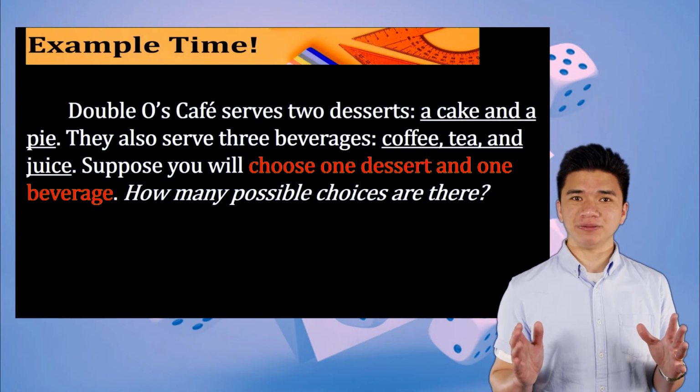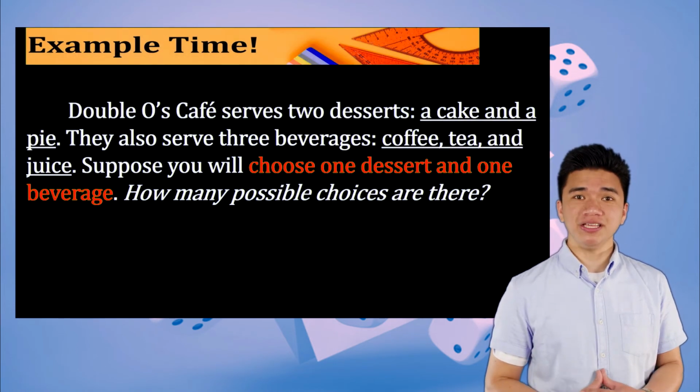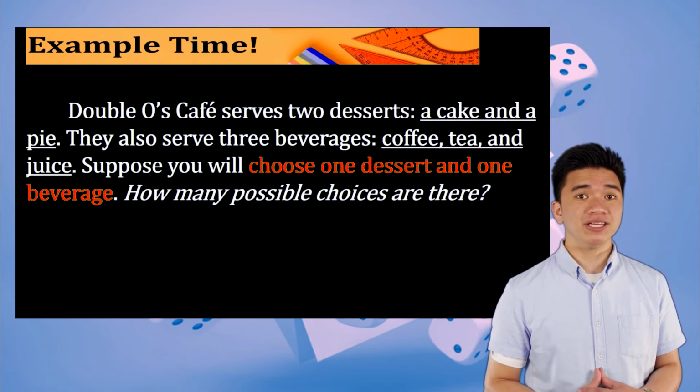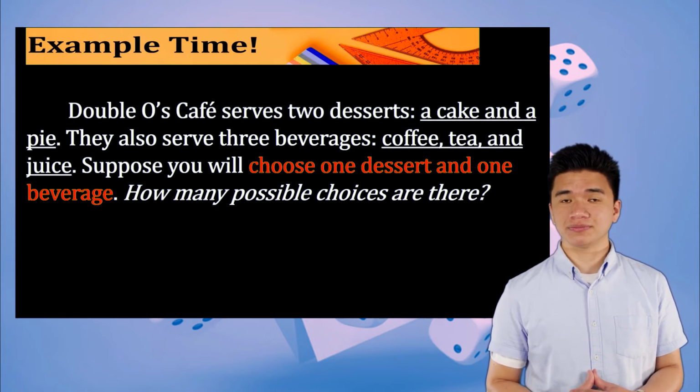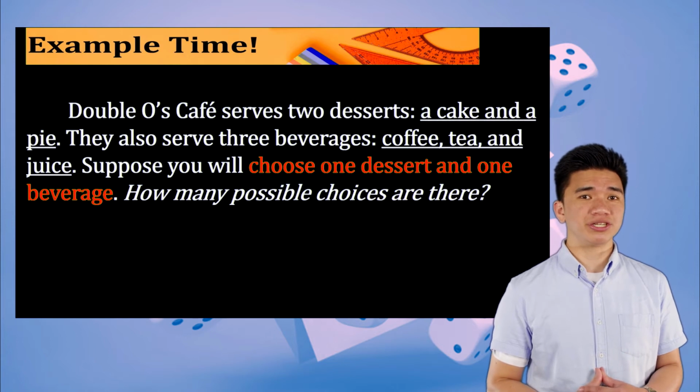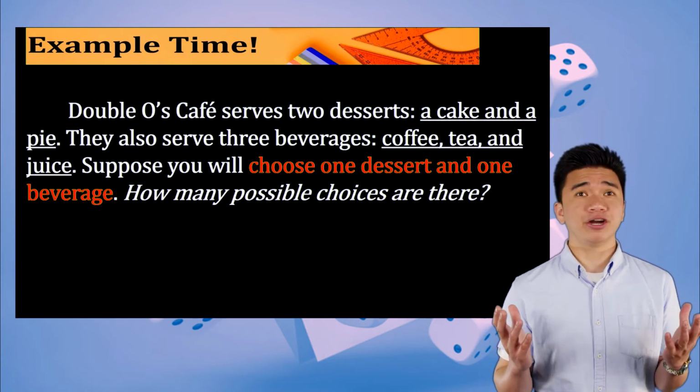Here's the situation. Double O's Cafe serves 2 desserts, a cake and a pie. They also serve 3 beverages: coffee, tea, and juice. Suppose you will choose 1 dessert and 1 beverage. How many possible choices are there?